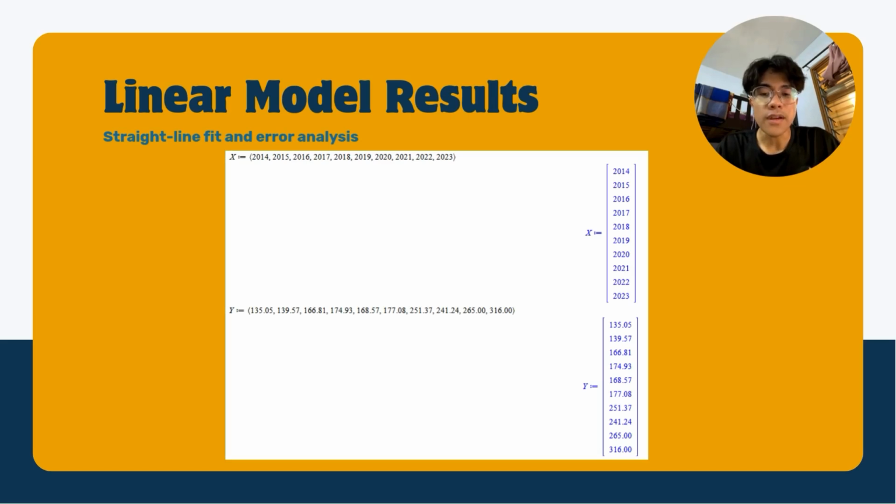Based on the data set earlier, we are given two sets of data. X represents the years ranging from 2014 to 2023, and Y represents the corresponding values for each year. In Maple, as stated in this slide, these datasets are entered as vectors X and Y. These are the original data that will be used to construct the linear model.